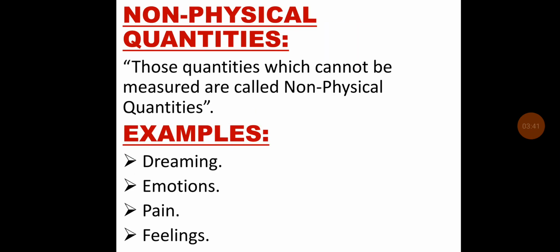Similarly, we have non-physical quantities. Those quantities which can't be measured are called non-physical quantities. For example, our dreaming can't be measured, so it is a non-physical quantity. Our emotions and our pain can't be measured, so they are examples of non-physical quantities. And our feelings also can't be measured, so they are also examples of non-physical quantities.